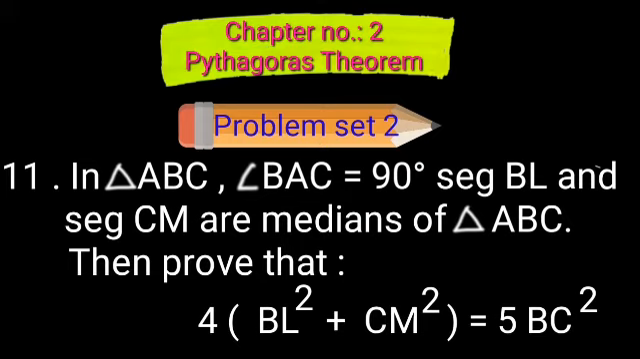Example number 11. In triangle ABC, angle BAC is equal to 90 degrees. Segment BL and segment CM are medians of triangle ABC. Then prove that 4 times (BL square plus CM square) is equal to 5 times BC square.